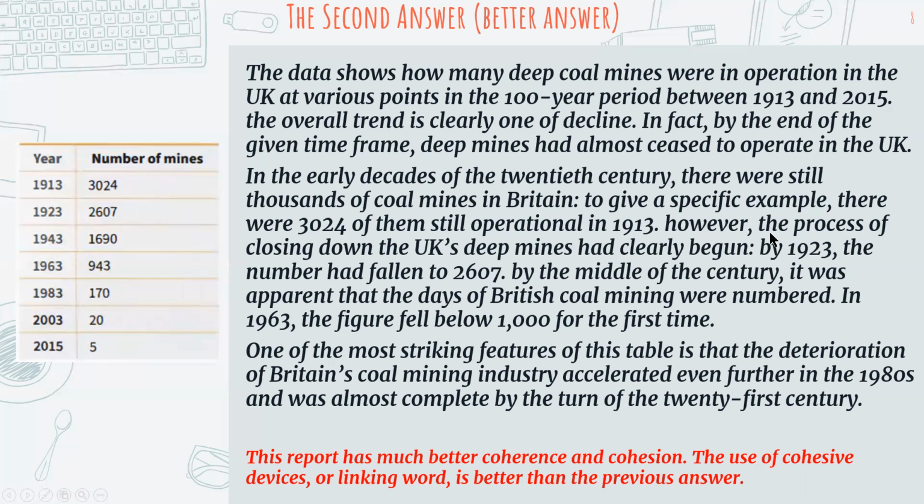And here we have, by the middle of the century, it was apparent that the days of British coal mining were numbered. In 1963, the figure fell below 1,000 for the first time. One of the most striking features of this table is that the deterioration of Britain's coal mining industry accelerated even further in the 80s and was almost complete by the turn of the 21st century. So, by the turn of the 21st century. Can you see the difference in the language used? This is a much better report because the use of cohesive devices here is much better than in the previous answer. I want you to print out these two answers and read them. Just make a comparison between them.